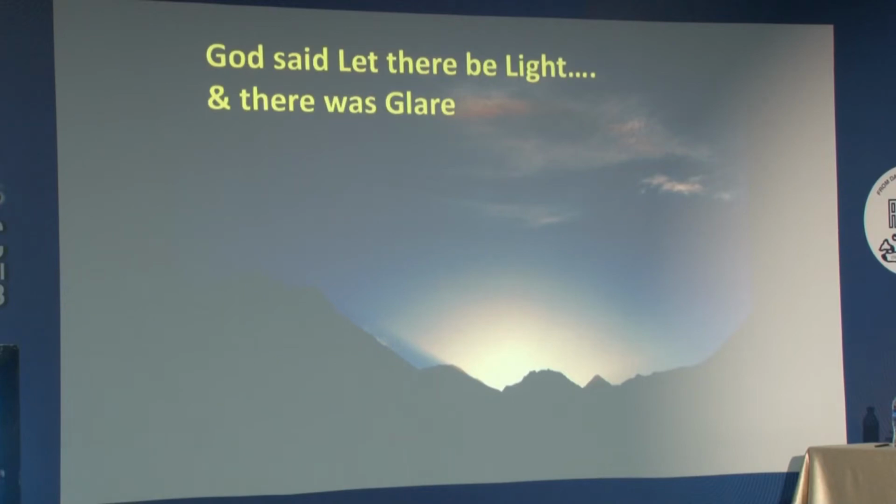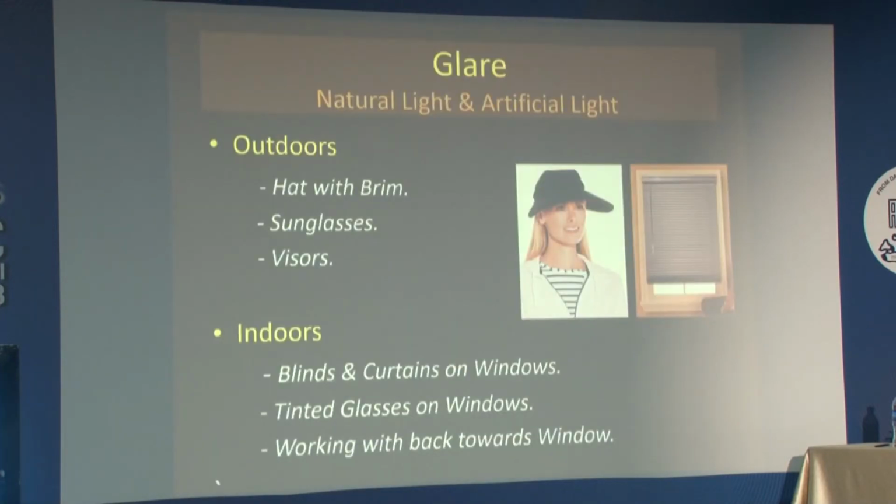So there's this famous biblical saying that God said, "Let there be light," and there was glare. And as you know, with glare, there comes a drop in contrast, which is very bad for low vision patients. So for all low vision patients, you must test and provide for these. You must increase their contrast and reduce their glare. So how can that be done?